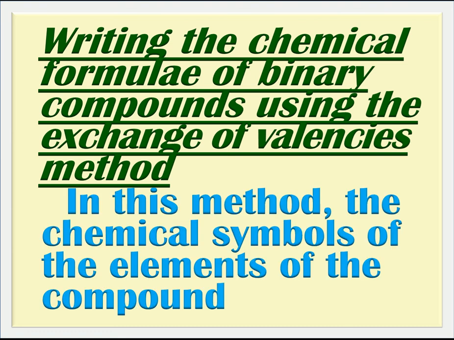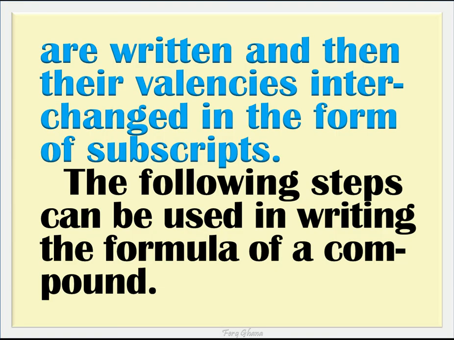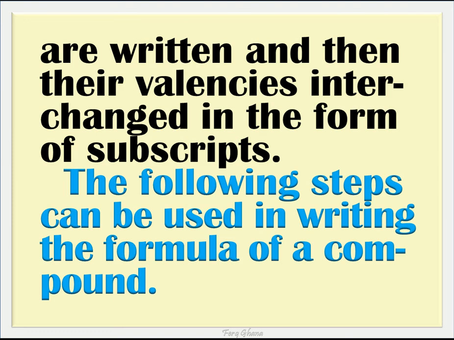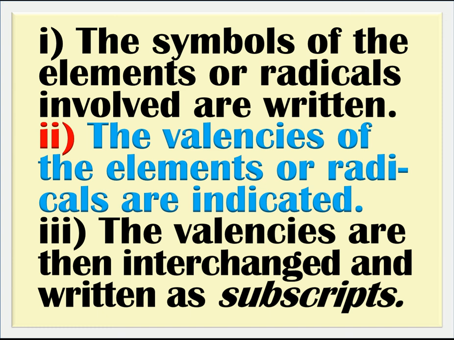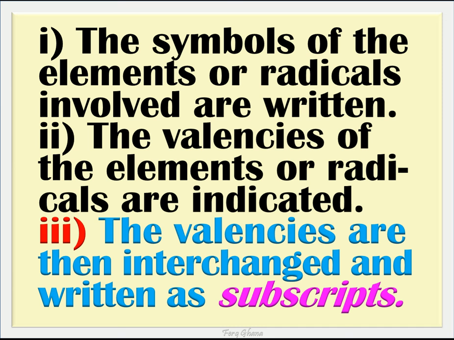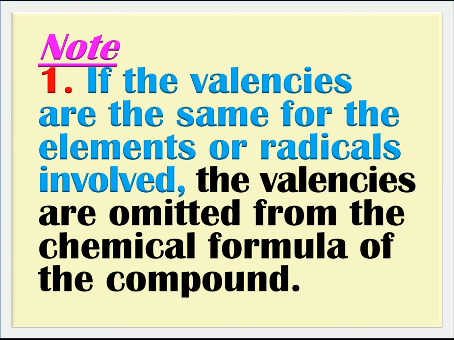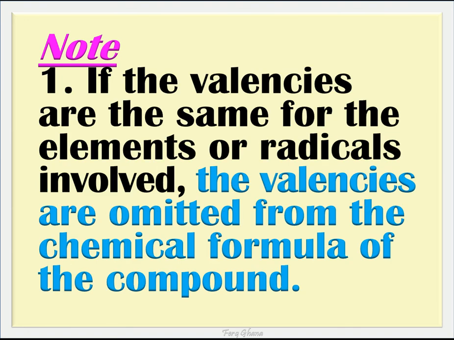In this method, the chemical symbols of the elements of the compound are written, and then their valencies are interchanged in the form of subscripts. The following steps can be used in writing the formula of a compound. 1. The symbols of the elements or radicals involved are written. 2. The valencies of the elements or radicals are indicated. 3. The valencies are then interchanged and written as subscripts. Note: 1. If the valencies are the same for the elements or radicals involved, the valencies are omitted from the chemical formula of the compound.